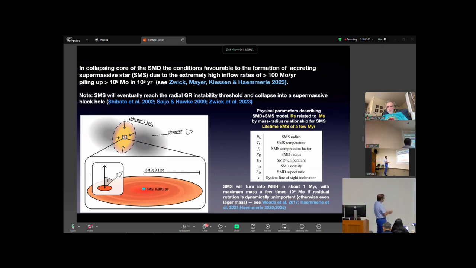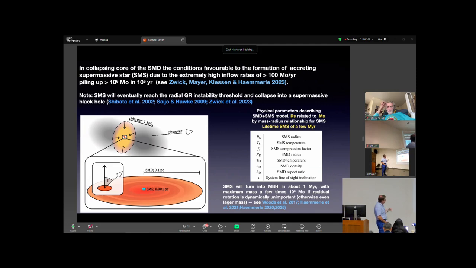So then, if you take the result of the simulation at face value and you try to elaborate a model based on the simulation's result, a scenario that comes about is that in these very high redshift galaxies, you might end up, after the merger, with a system that looks like this. You have a supermassive star at the center on scales of 10^-3 parsecs or so, surrounded by the supermassive disk. The supermassive star can be modeled pretty well by today's standards because there's been a lot of work in the last 5 to 10 years on supermassive star models.